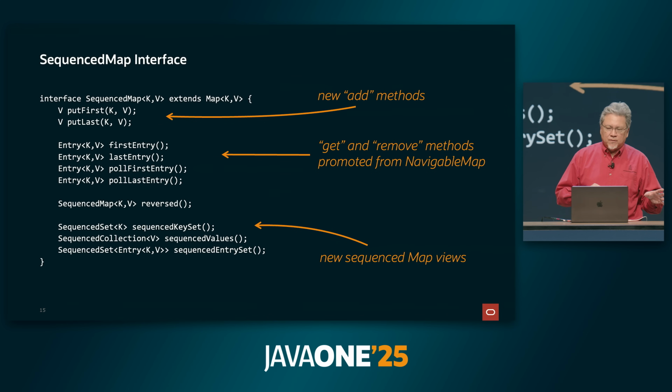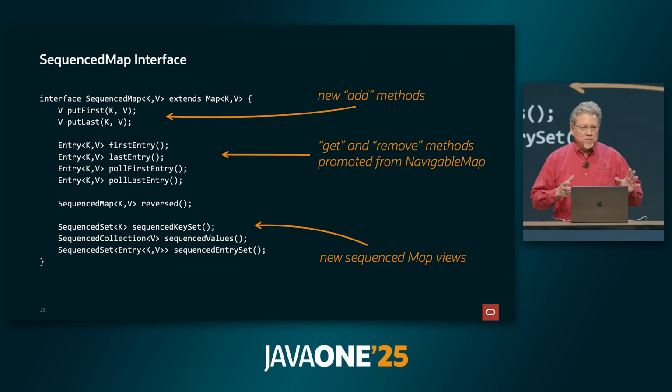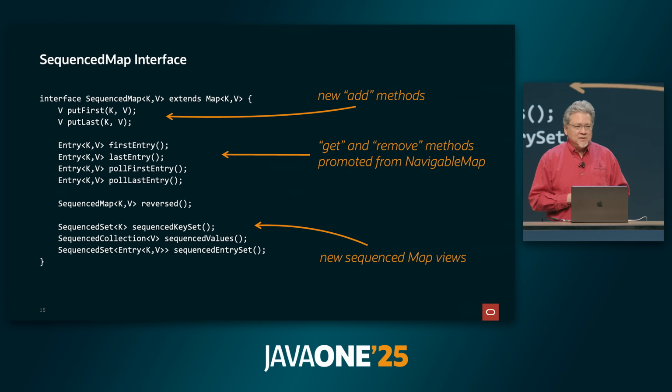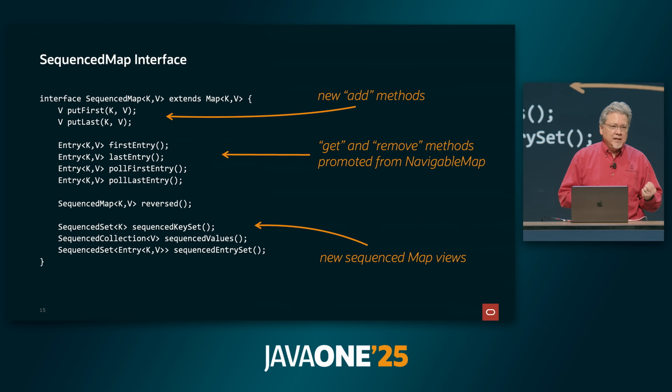Unfortunately, not get first entry, get last entry, but that's what we had, so I didn't want to add new methods just to have a trivial rename. So we'll just have those as first entry and last entry. Removing is a little weird. The way that navigable map spelled remove is poll, and what that means is give me an entry, but if there isn't one, just return null. And so poll first entry and poll last entry are actually the way you remove entries from a sequenced map.